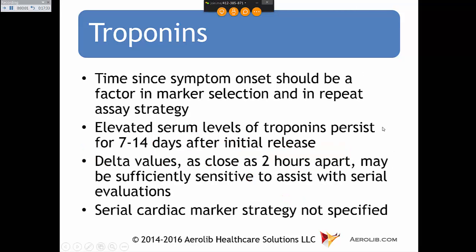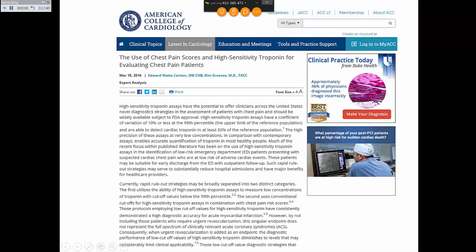So troponins are great because they can persist for 7 to 14 days after the initial release. So they take time to raise up, but once they're up, this patient has suffered an event in the last 1 week to 2 weeks.